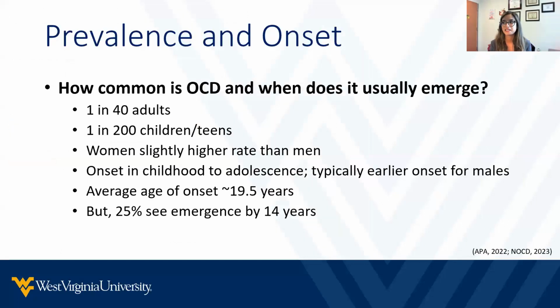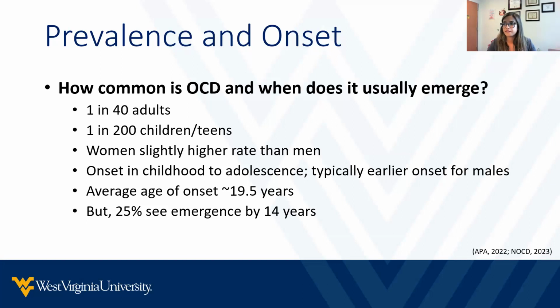Okay, so Elizabeth had asked a very important question, which is how common is this? You see it in about 1 in 40 adults, 1 in 200 children to teens. So overall, about 1 to 2% of the population in terms of adults with OCD. Women have a slightly higher rate of having it than men. However, in children, you're more likely to see it in boys because there's a typically earlier onset in males than in females. But you can see it in childhood and adolescence.